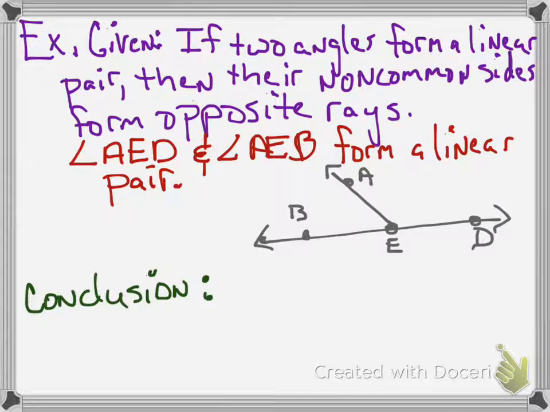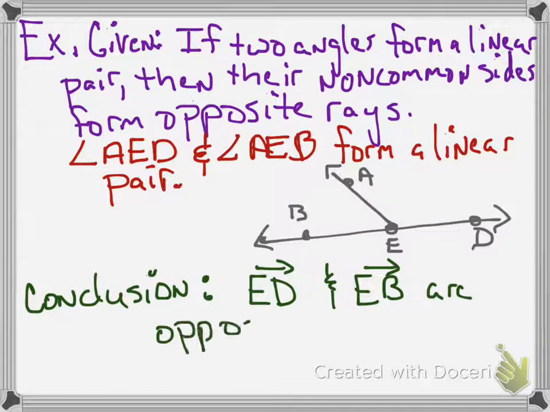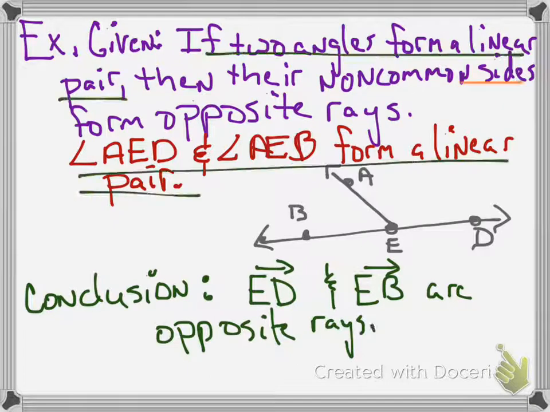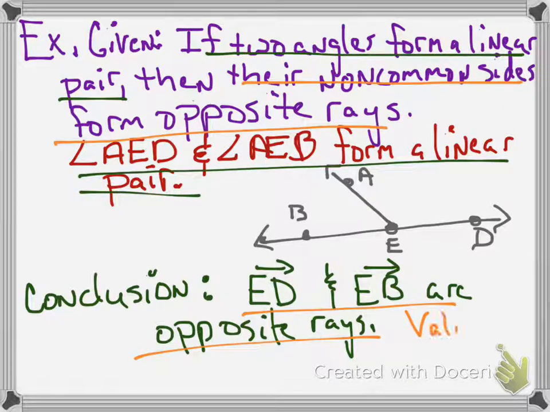ED and EB are opposite rays. Okay, that conclusion there matches the Q of the general statement. So that would be my valid conclusion. So that's how we can come up with something like that.